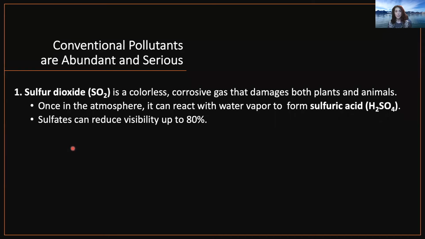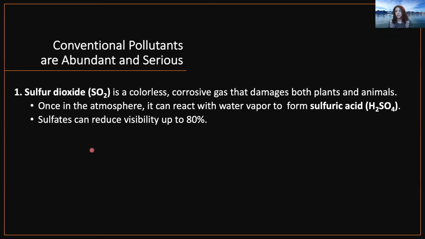So now let's get back to discussing in more detail those conventional pollutants. We understand that they are abundant and they are serious because of the massive detriment to the health of the ecosystem as well as human communities that they pose. So the first one is sulfur dioxide, or SO2.